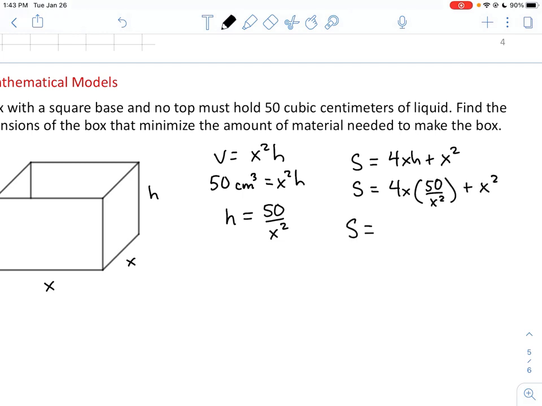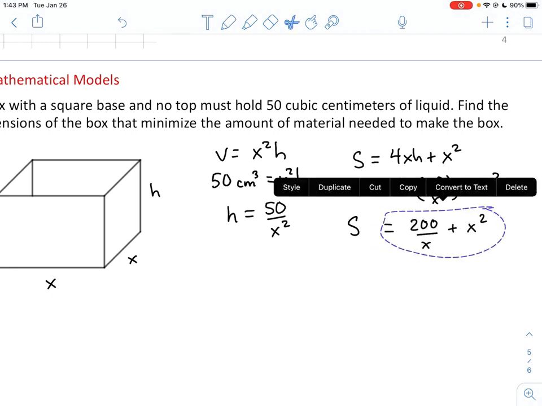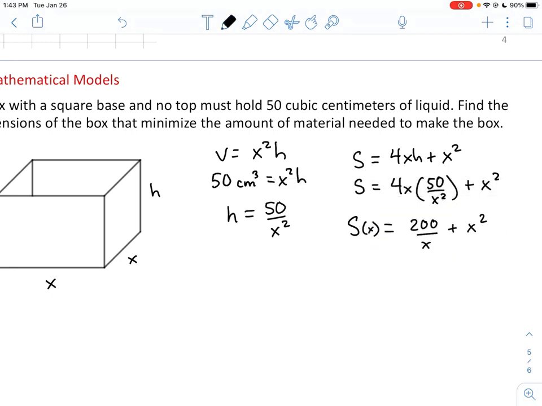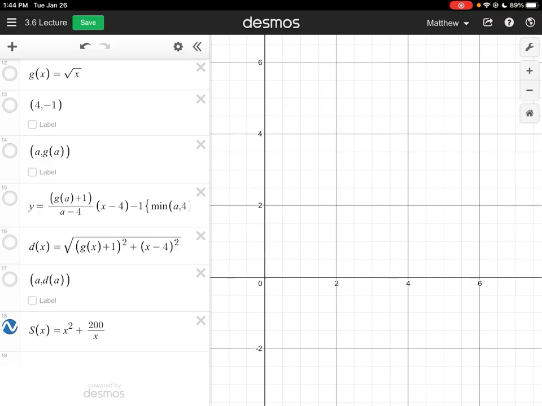And then simplifying this expression a little bit, we have 4 times 50 is 200, and then x over x squared will just leave dividing by an x, plus x squared. This is our surface area as a function of one variable, x. So I'm going to write S of x. Put this in function notation. Now as x varies, we want to be able to determine what value of x is needed so that the surface area is minimized. So now we're going to go back to Desmos, and currently I don't see anything.